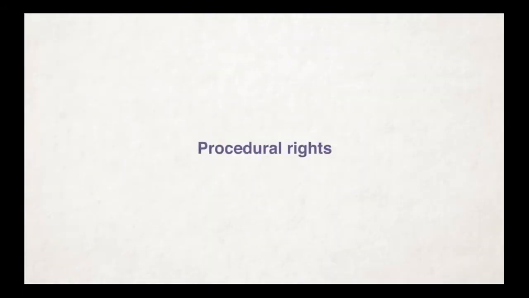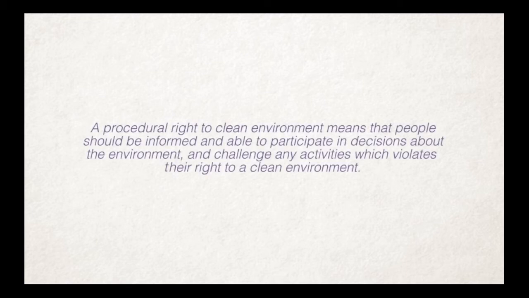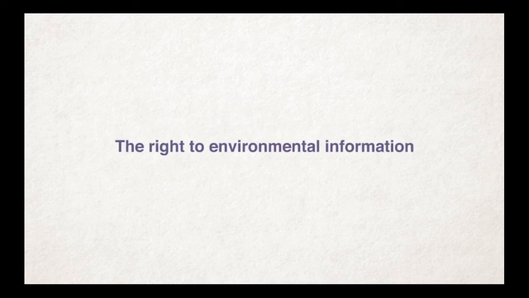A procedural right to a clean environment means that people should be informed and able to participate in decisions about the environment and challenge any activities which violate their right to a clean environment. There are many elements to this which the class has already covered. These include the right to environmental information. Governments should be spreading information about keeping the environment clean and impacts on the environment. To support this, people should be able to access this through freedom of information laws.